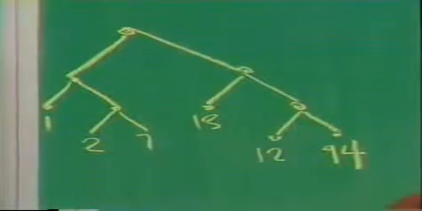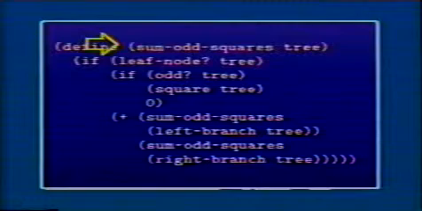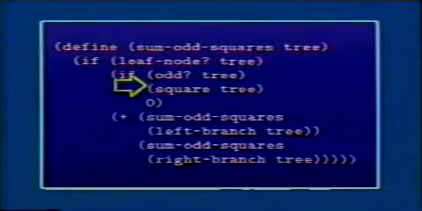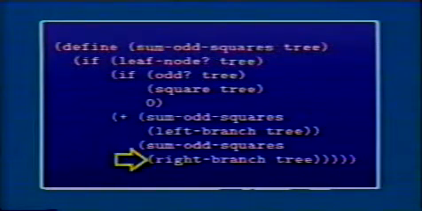Let's actually look at that on the slide. Right, we say to sum the odd squares in a tree, well, there's a test. Either it's a leaf node, and we're going to check to see if it's an integer, and then either it's odd, in which case we take the square, or else it's 0, and then the sum of the whole thing is the sum coming from the left branch and the right branch.